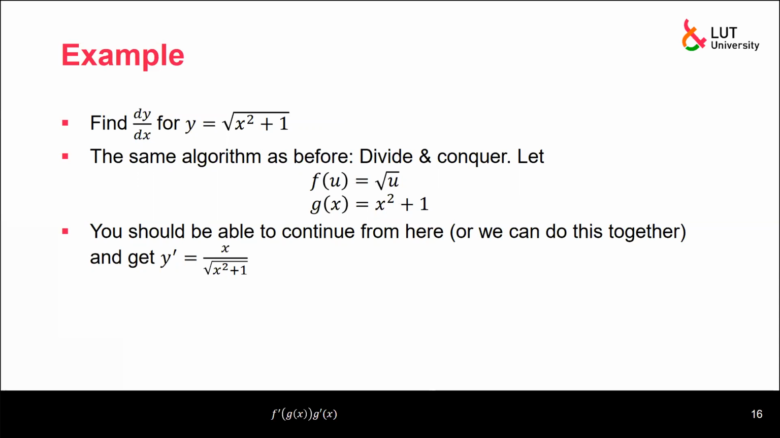How would you do it? Well, the same thing we had a glance at last time. So divide first into elementary functions, and because we do not have an elementary differential of the square root of some function in it, we'll need to use a chain rule. So our outer function, the f, is the square root of u, and then the inner function is x squared plus 1.